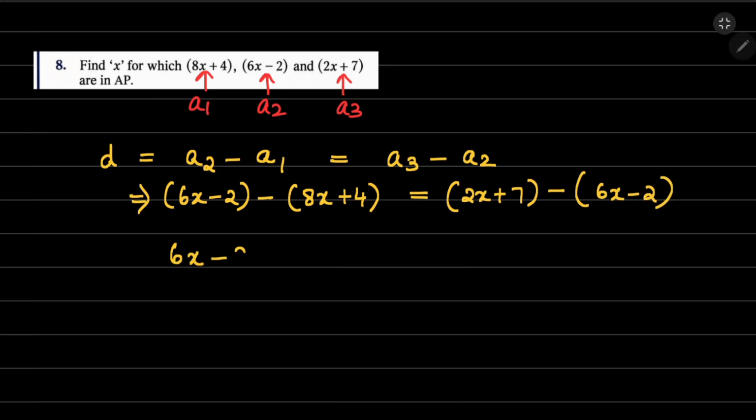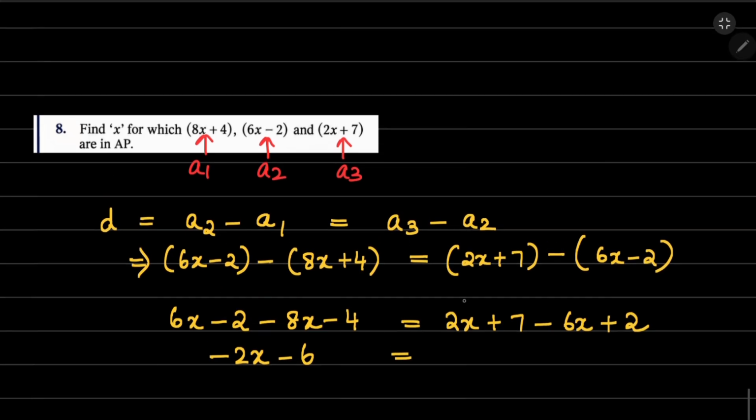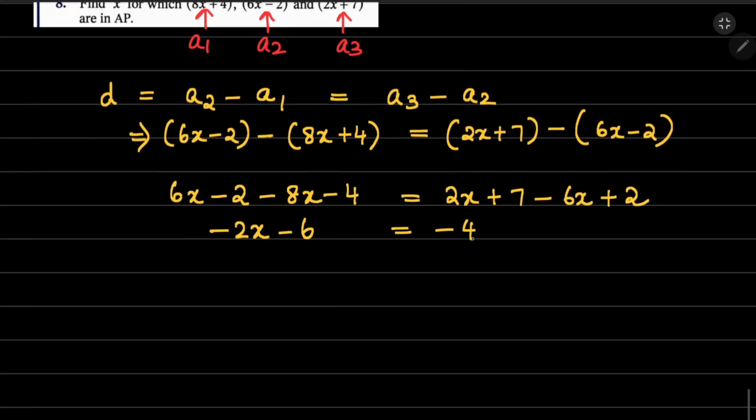So you have 6x minus 2 minus 8x minus 4 should be equal to again 2x plus 7 minus 6x, minus into minus is plus 2. What is 6x minus 8x? Minus 2x. Minus 2 minus 4 is minus 6, is equal to 2x minus 6x. It's minus 4x. 2 minus 6 minus 4 plus 7 plus 2, 9.